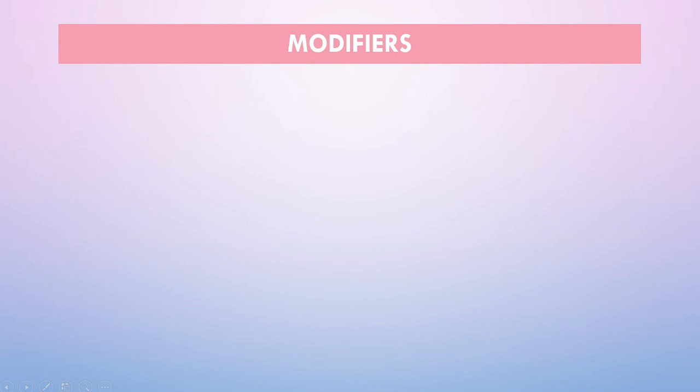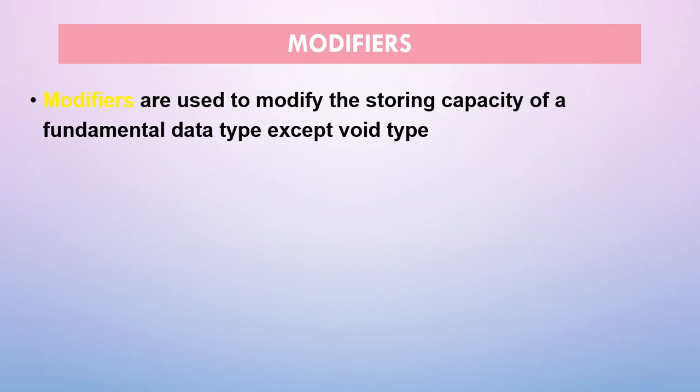Then the next one is modifiers. What do you mean by modifiers? Modifiers are used to modify the storing capacity of your fundamental data types. So now only we have discussed the data type size, no? So each data type has a specific size. Based on that, while you declare that data type, that memory size will be allotted in the memory.